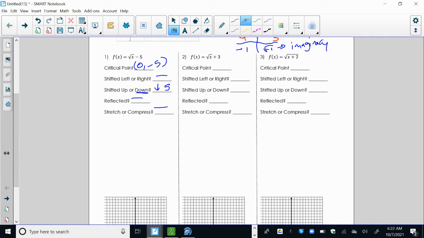So then we can make ourselves a table of values, x's and y's. So we're going to start at the x value of our critical point. So at 0, we're at -5. And then we can stick with our values that are perfect squares. Okay, so you could put in 1, square root of 1 would be 1 minus 5, -4. Then we could put in 4, our next perfect square. Square root of 4 is 2. 2 minus 5, -3. We could put in 9. Square root of 9 is 3. 3 minus 5, -2.